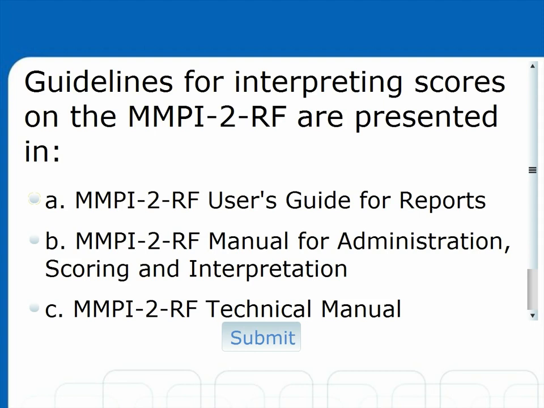Now we've come to our first learning check. So where are the guidelines for interpreting scores on the MMPI-2-RF presented? Are they presented in the MMPI-2-RF user guides for reports, the MMPI-2-RF manual for administration, scoring, and interpretation? That's that relatively thin blue book. The MMPI-2-RF technical manual, which is the thicker green book, or all of the above? The answer is B, the MMPI-2-RF manual for administration, scoring, and interpretation.